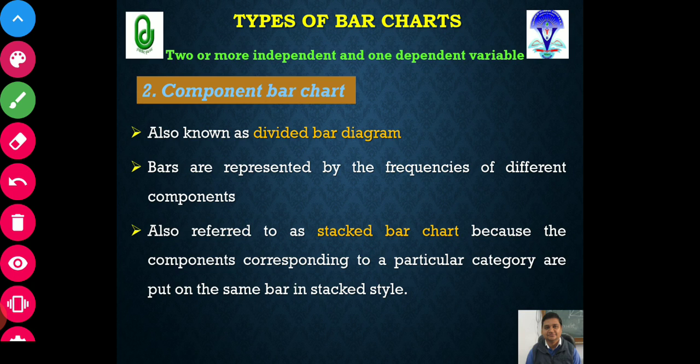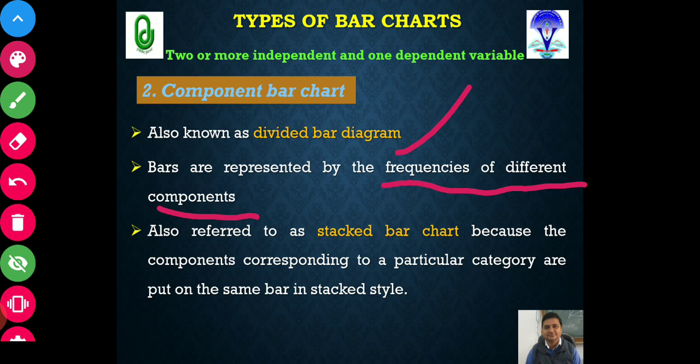Now another type of bar chart is the component bar chart, also known as the divided bar diagram. Why? Because a single bar is divided into different components. That is why it is called a component bar chart or divided bar diagram. Bars are represented by frequencies of different components; the different components of a particular bar represent the frequency.